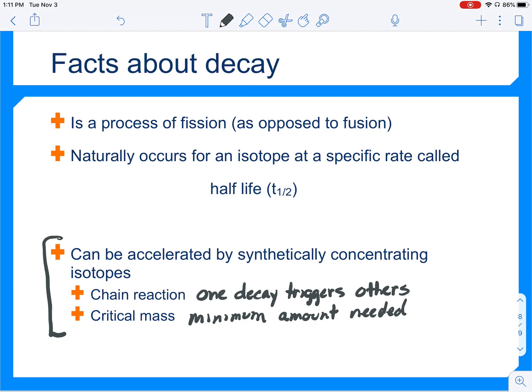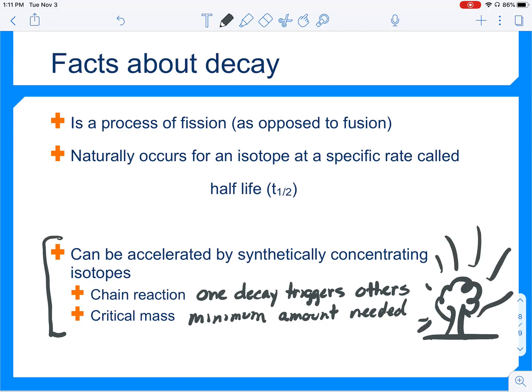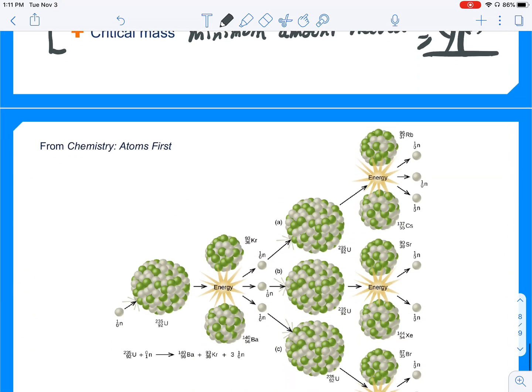And the goal of that is to speed up the decay process. Decay releases energy, so obviously if you speed something up, you're going to get greater energy out of it. If you can speed it up at a controllable rate, then you can use that for nuclear power, but if you let that process spiral out of control, you get the nuclear bomb. It's not a tree, it's a nuclear explosion, but that's about as good as I can draw. So that is our main introduction to nuclear decay.